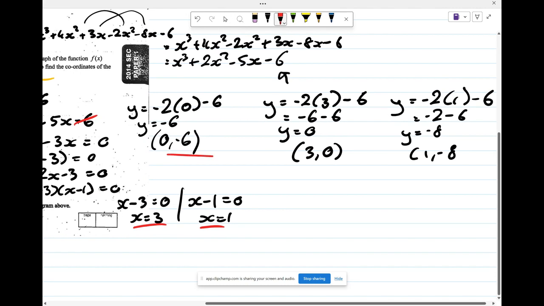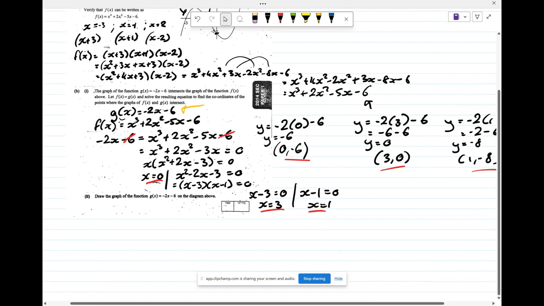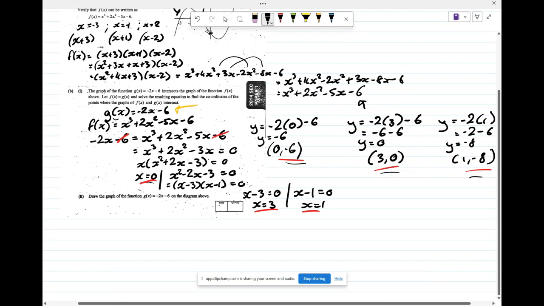So this is what you would have to write to get full marks in this question. You need to write your x value and your y value in the form of a point. And these are the three values of our points of intersection. So it's 3 points where the two curves cross each other.